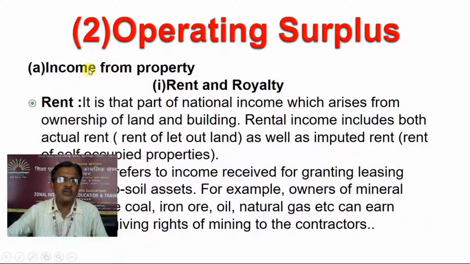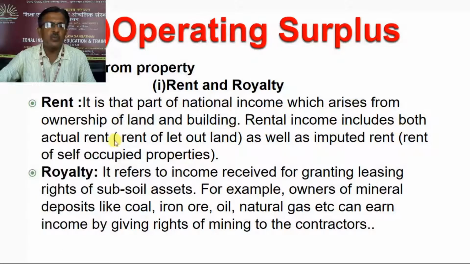Operating surplus. That is the second component of domestic factor income. Income from property, that is in the form of rent and royalty. First we take the rent. Rent is that part of national income which arises from ownership of land and building. Rental income includes both actual rent, that is rent of let out land, as well as imputed rent of self-occupied properties. Royalty refers to income received for granting leasing rights of subsoil assets. For example, owners of mineral deposits like coal, iron ore, oil, natural gas, etc. can earn income by giving rights of mining to the contractors.